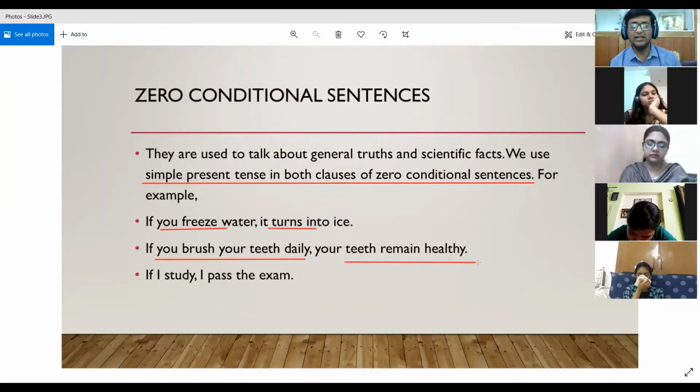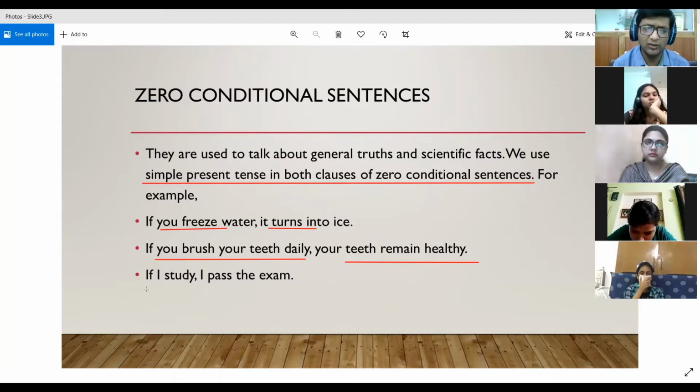So you can see that for the zero conditional sentences, there should be a general truth or a scientific fact present. And when that is present, then the tense that is used in the clauses is simple present tense. Then if you see the last example, if I study, I pass the exam.